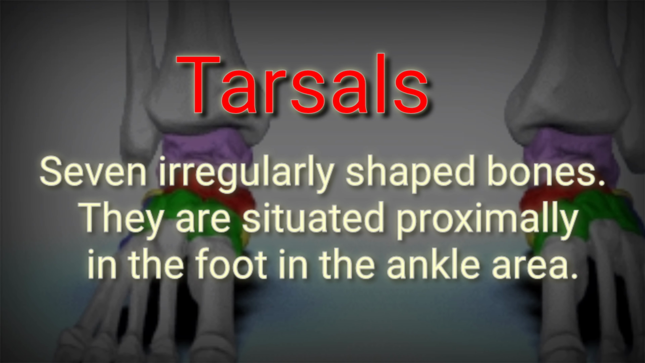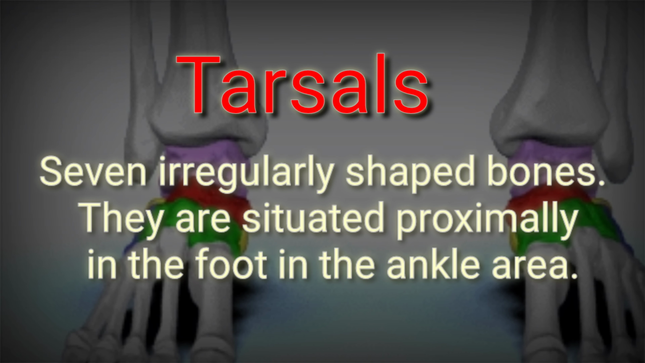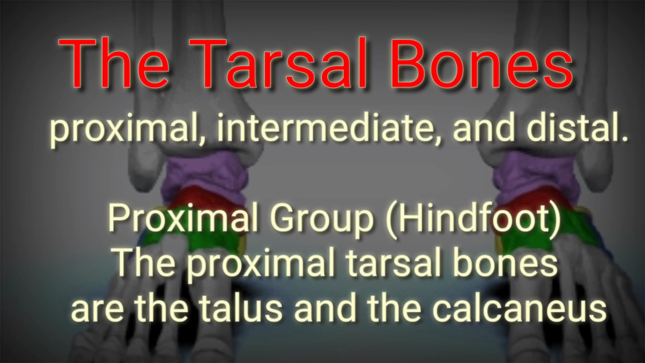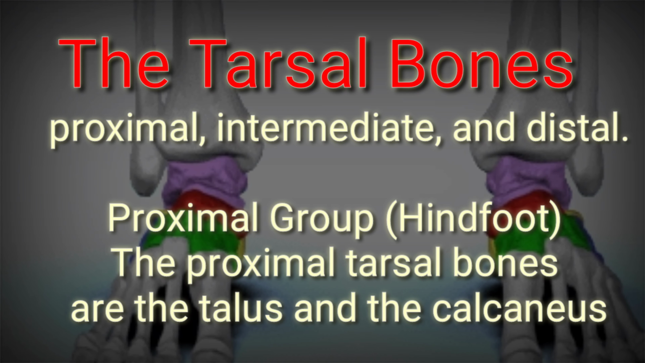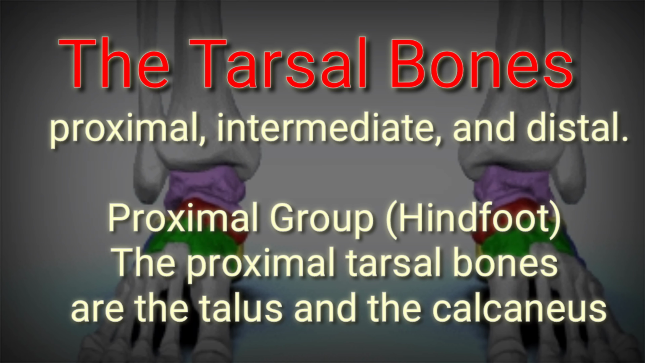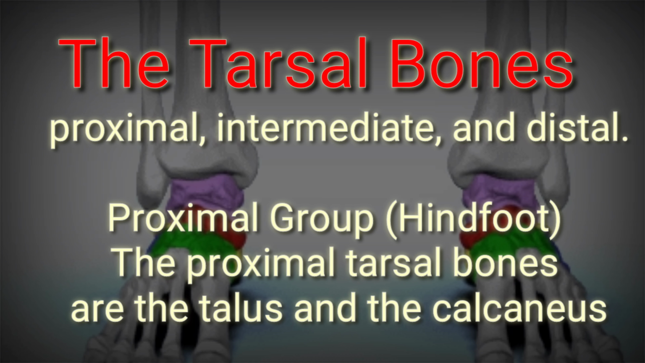Tarsal bones. Tarsals are a set of 7 irregularly shaped bones. They are situated proximally in the foot, in the ankle area. The tarsal bones of the foot are organized into 3 rows: proximal, intermediate and distal. Proximal group, which is the hind foot.